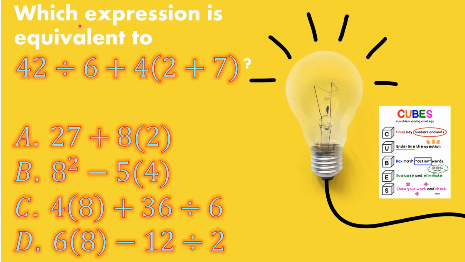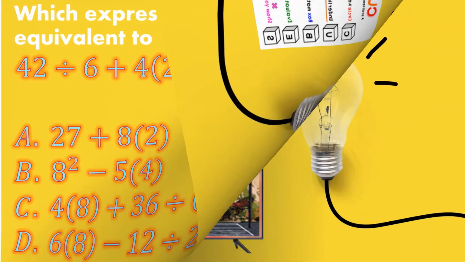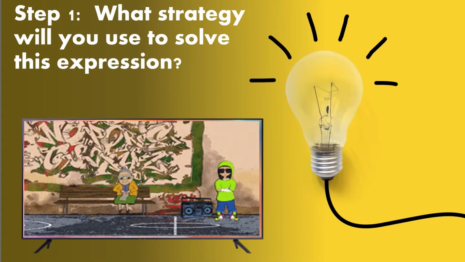I would like to see you underline the question. We do not need to circle the numbers, but I want you to box in expression as well as equivalent expression. Now let's move on to solving the answer. Step 1. What strategy would you use to solve this expression?